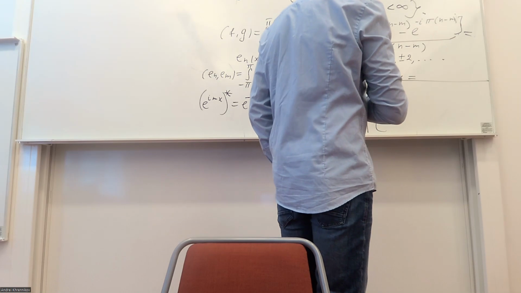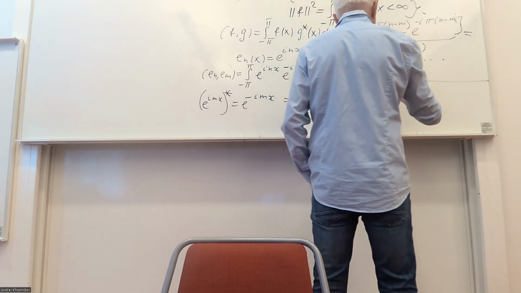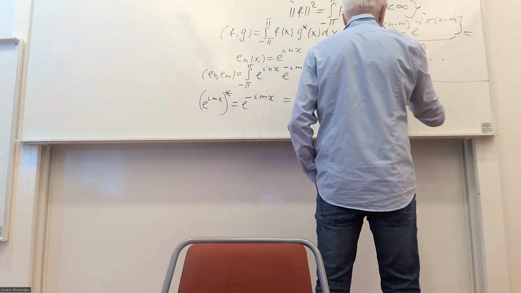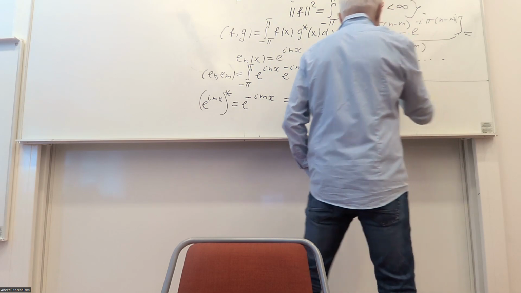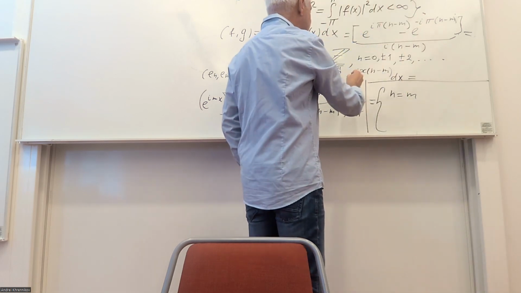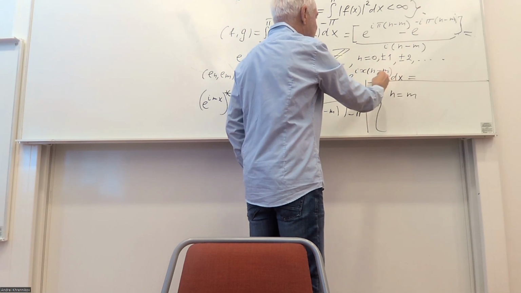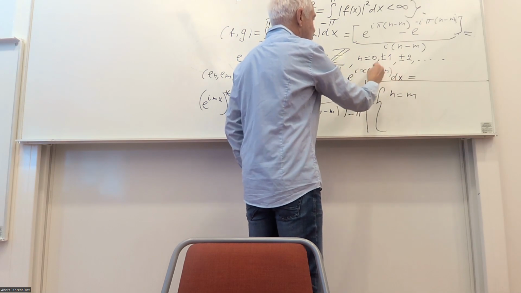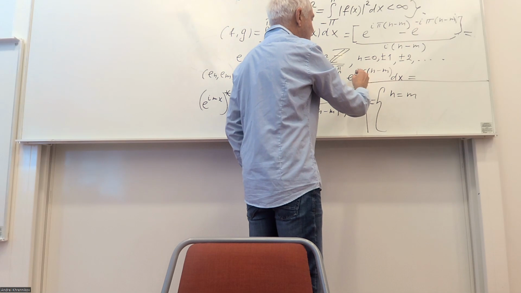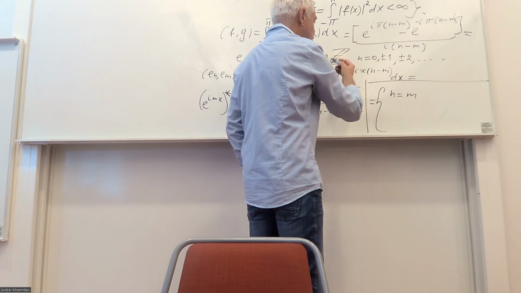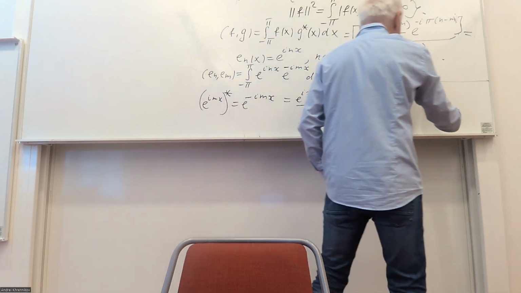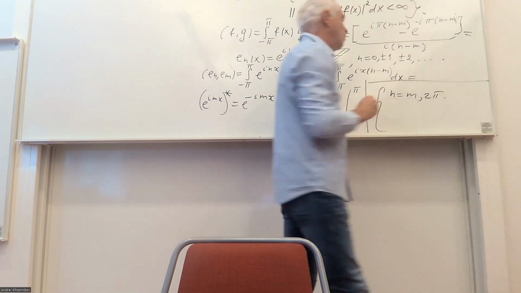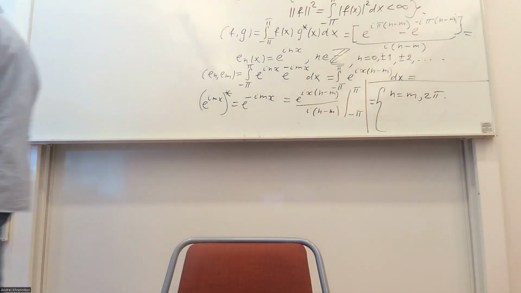If n is equal to m, we would not use this formula. We use the integral directly. Then we integrate just one, because if n is equal to m, the exponent is in degree 0, so we integrate just one, so it is 2 pi. So if n is equal to m, it is 2 pi.